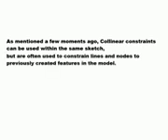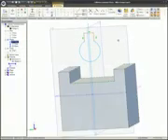As mentioned a few moments ago, collinear constraints can be used within the same sketch, but are often used to constrain lines and nodes to previously created features in the model. Here's a demonstration of a practical application of a collinear constraint.